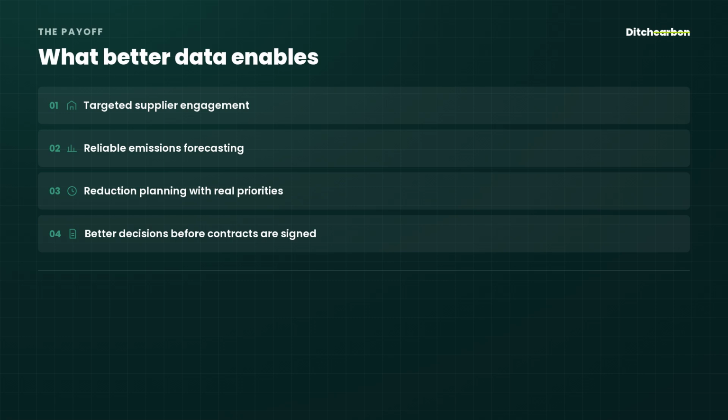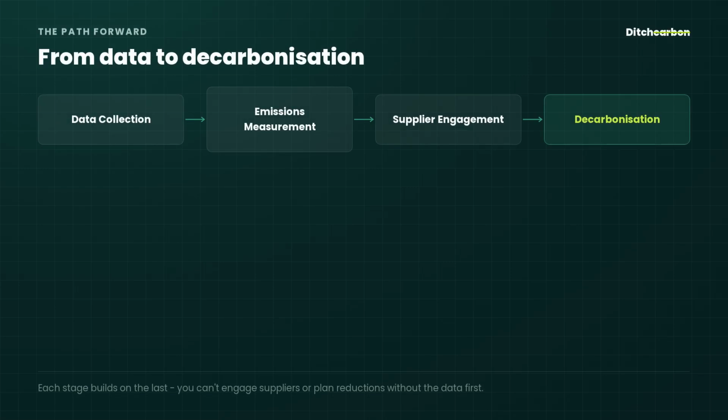Put it all together and you get a clear path forward. Data collection leads to emissions measurement. Emissions measurement leads to supplier engagement, and supplier engagement leads to decarbonization. Each stage builds on the one before it. You can't engage suppliers or plan reductions without the data first.